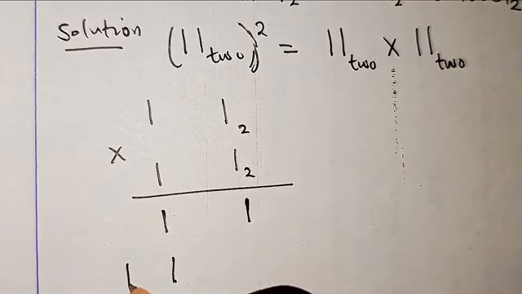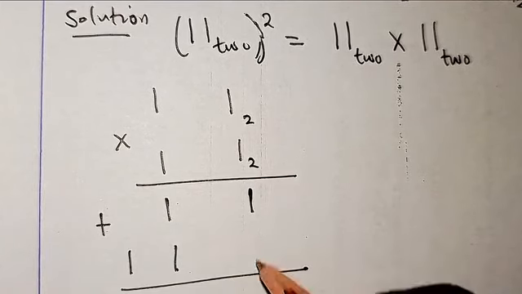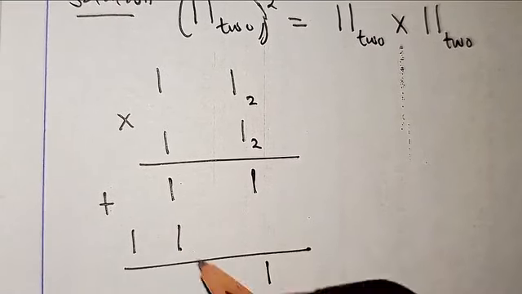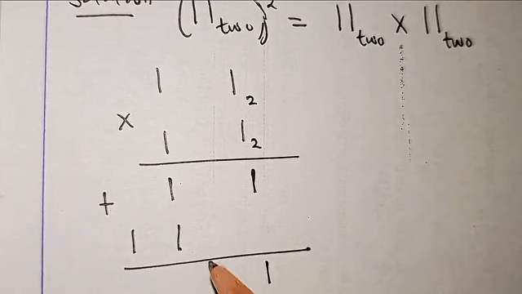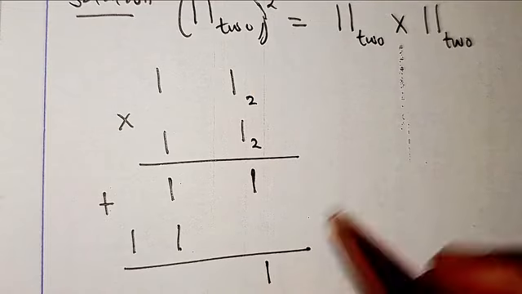1 times 1, we have 1 here. So everything is in base 2. So what you are going to do here is add this together. So 1 plus nothing, we have 1. 1 plus 1 here. We are not going to write 2 here because we cannot have 2 under base 2. What we can have is 0 and 1.